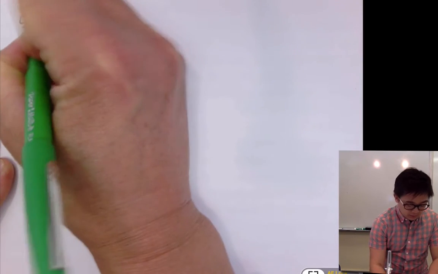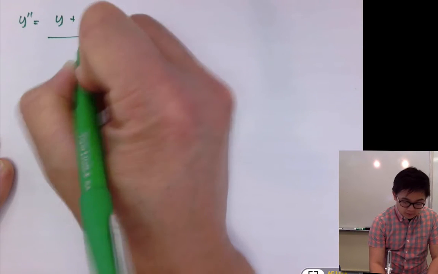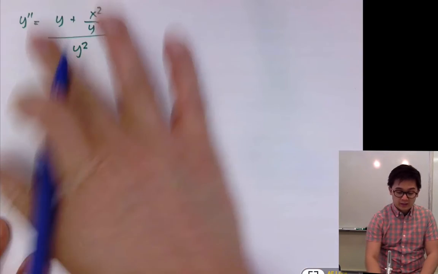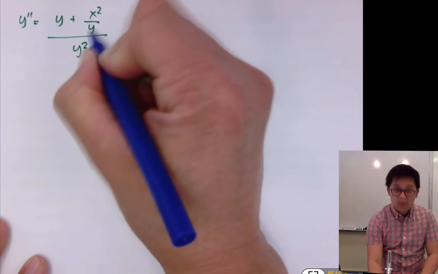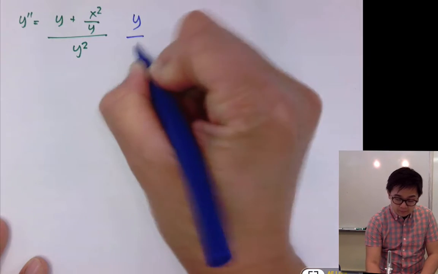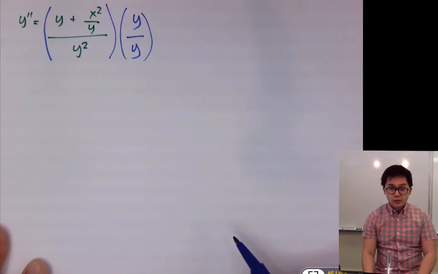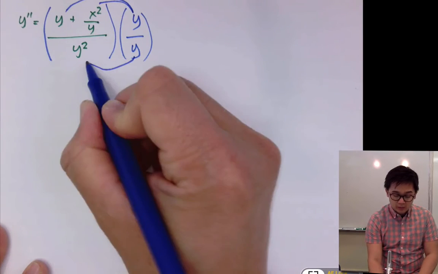So let's go ahead and simplify our second derivative. Our second derivative was y plus x squared all over y divided by y squared. By using algebra, we can multiply this complex fraction by the common denominator, which is y. By doing so, we can eliminate the y in the denominator of our numerator. Multiplying this whole thing by y simply changes the look of our rational function. We will multiply y to the first term, to the second term, and to our denominator.